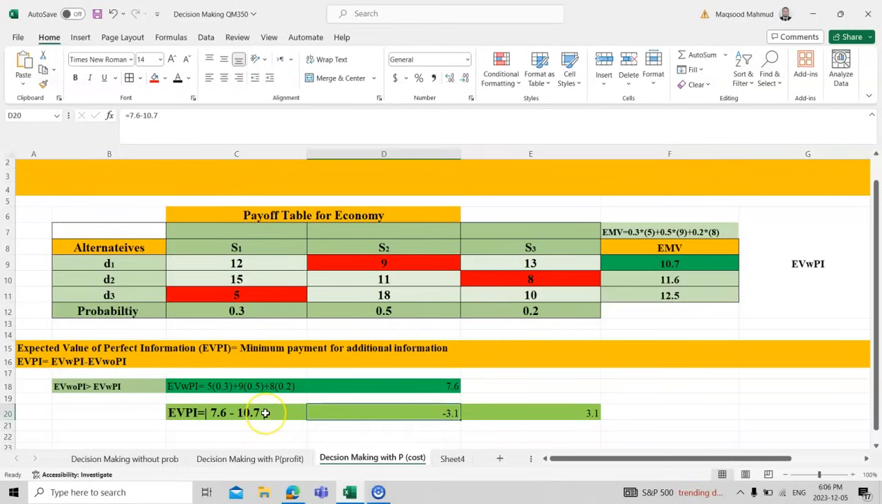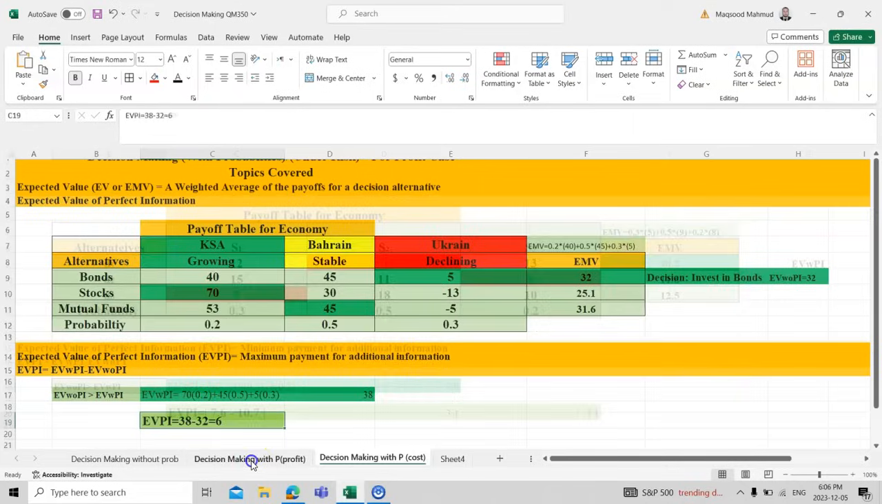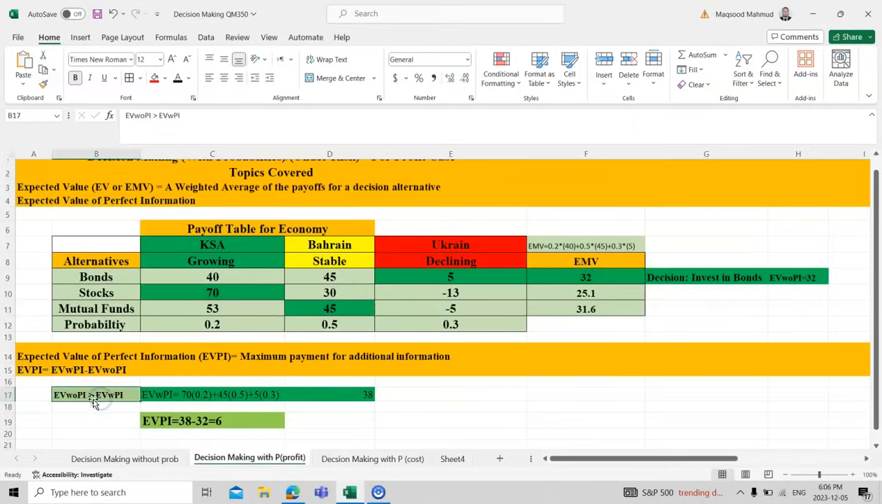Since I have a modulus, the good thing about a modulus is that it dissolves the negative value, so you get the positive value. So in the cost case, the expected value without perfect information must always be greater than the expected value with perfect information. While in the profit case, it will be the reverse. Here the expected value with perfect information will always be greater than the expected value without perfect information.